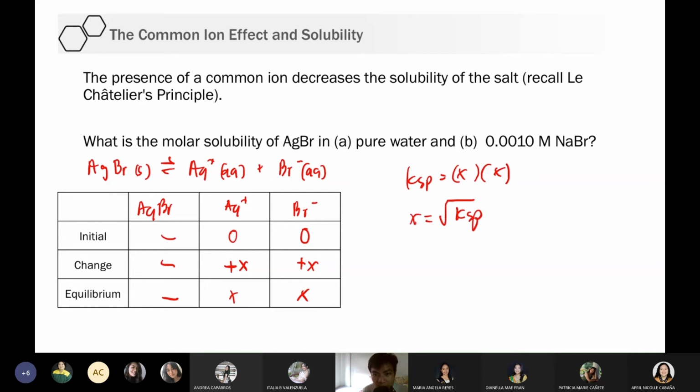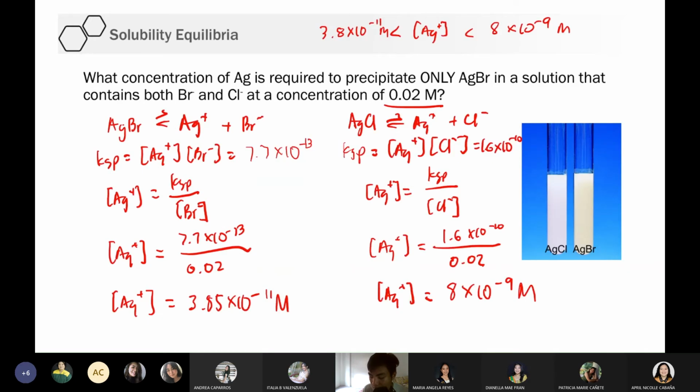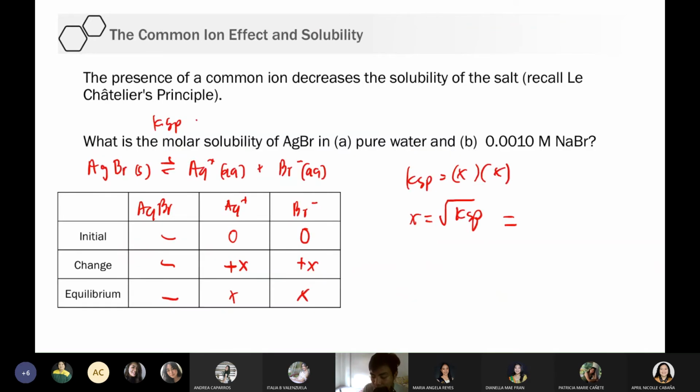So alam nyo na kung bakit naging ganyan, di ba? Okay, so shortcut ko na. So what's the solubility of AgBr in pure water? The Ksp, by the way, is 7.7 times 10 raised to negative 13. Okay. So again, paano natin nakuha to? Because Ksp is this times this. Kaya x is equal to the square root of Ksp. 1 to 1 yung ratio eh. Isang cation, isang anion. So x is the square root of Ksp.